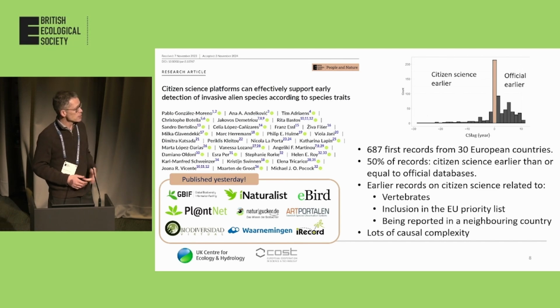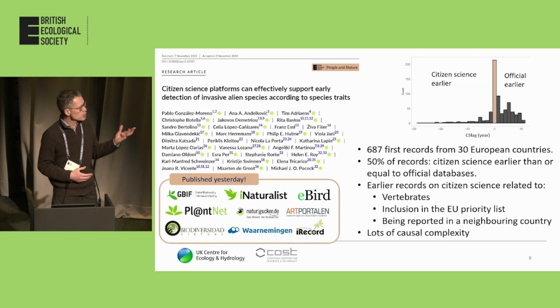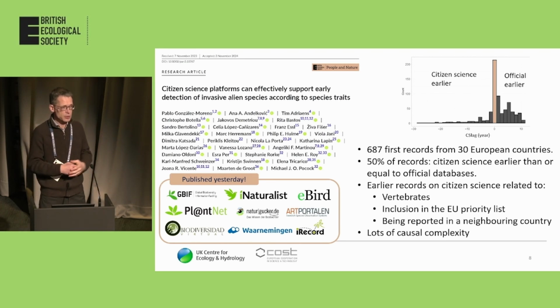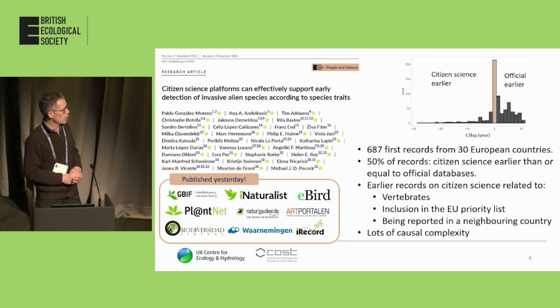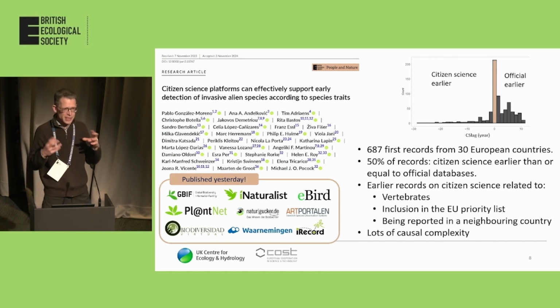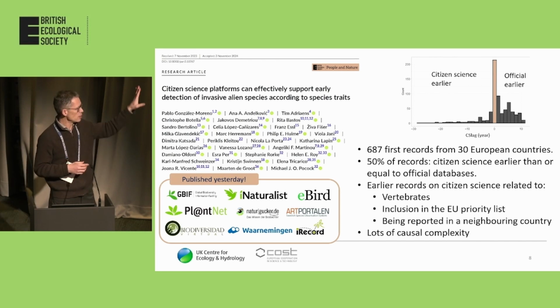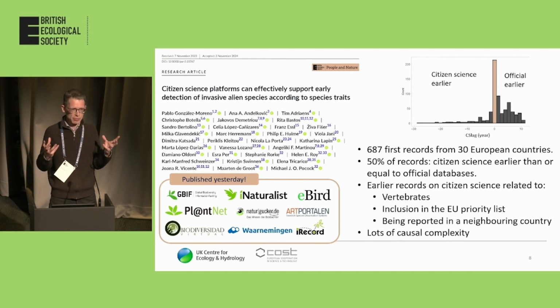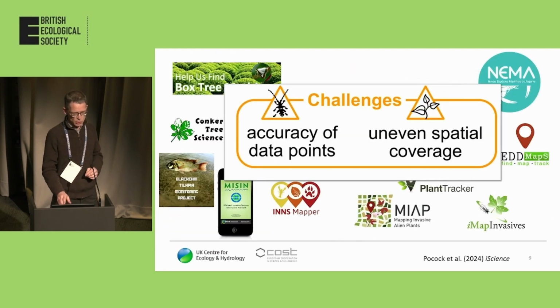Earlier records on citizen science tend to come from vertebrates, mammals and birds, as you might expect, and from inclusion in the EU priority list for those countries across Europe where we were looking at this. So it shows that the priority list is important in terms of awareness raising, and also, if a species had been detected in a neighbouring country, there was that effective awareness raising. There's a lot of causal complexity in why we got these results, and you can read about that in the paper. But broadly, it feels that these platforms should be an important source of information when thinking about this sort of regulatory sampling and monitoring.